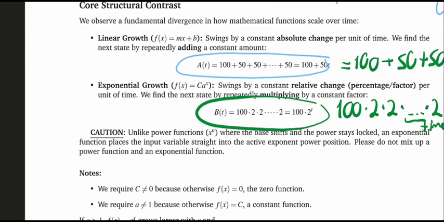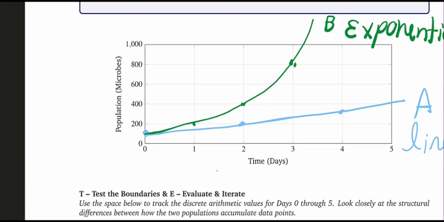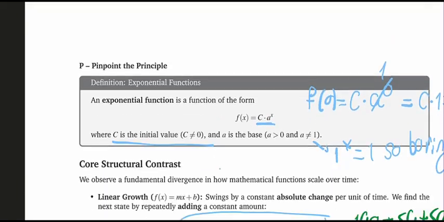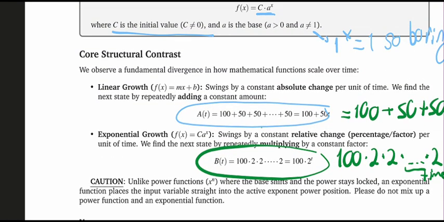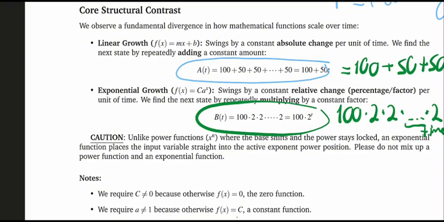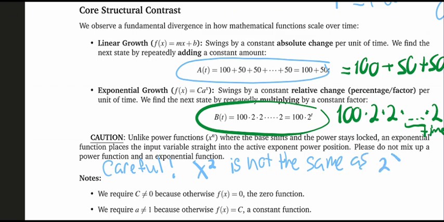Okay. In other words, we have this idea of what the graph of 2 to the x looks like. It's kind of growing like a wedge. And I did talk about this in class. I wanted to bring this up. Unlike power functions, x to the power of n, be cautious, be careful. X squared, x to the power of 2, is not the same as 2 to the x. Okay? X to the power of 2 is not the same as 2 to the x.